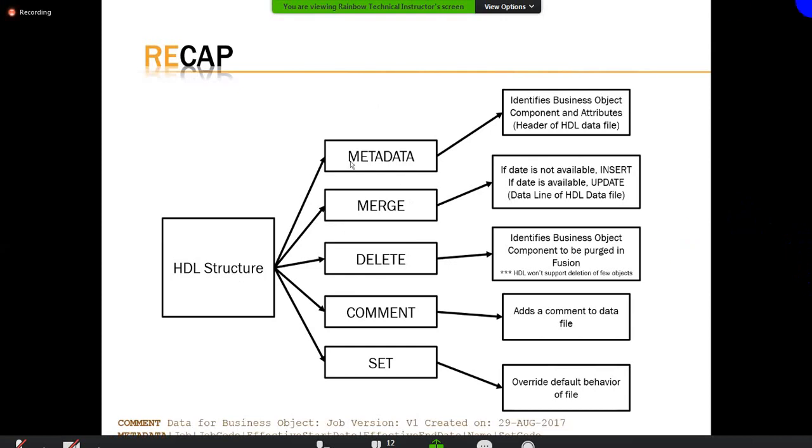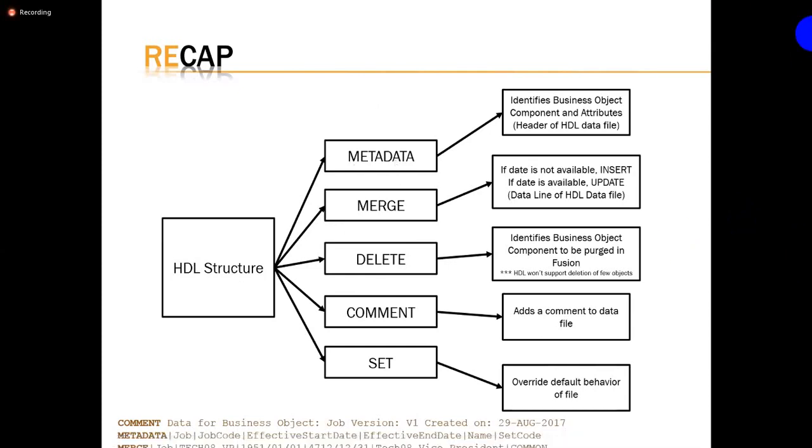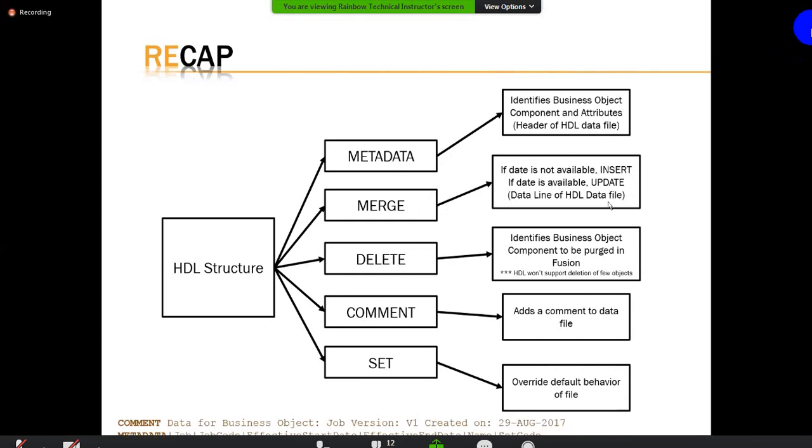For the HDL structure, we have metadata, which identifies the business object components and attributes, typically the header of the HDL data file, which contains the metadata, the object name and the attribute names. And merge is nothing but insert or update. It's a data line of the HDL data file. Below I have an example here.